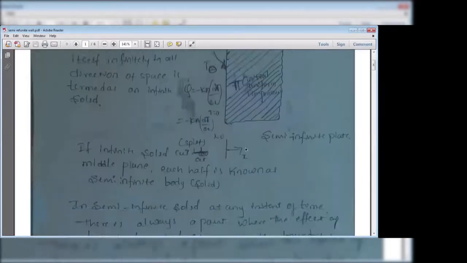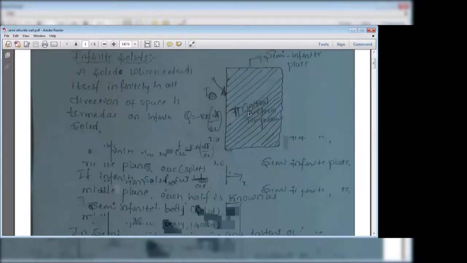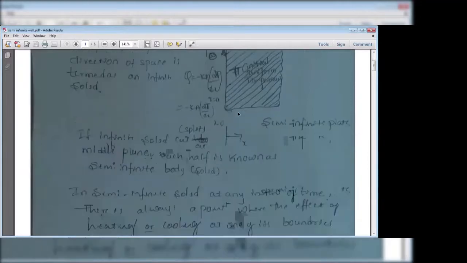Suppose an infinite solid is split at the mid-plane. If it is cut at the mid-plane, each half is known as a semi-infinite body. If the infinite solid is cut into two pieces, each becomes a semi-infinite solid.